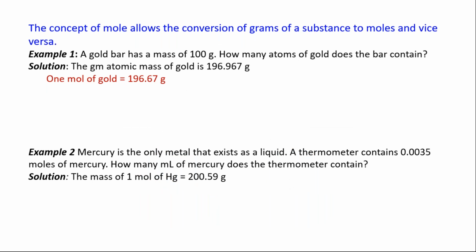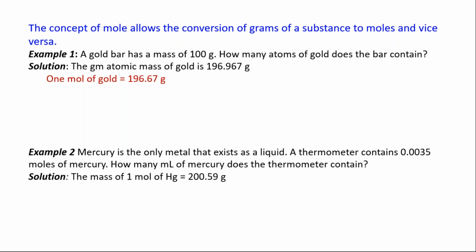So let us look at this example. A gold bar has a mass of 100 grams. How many atoms of gold are there in this bar? How do you solve this? You have been given the gram atomic mass of gold. So what does this mean? It means there is 1 mole of gold. In 1 mole of gold, there is 196.67 grams. So we need to find out how many moles of gold there are in 100 grams.